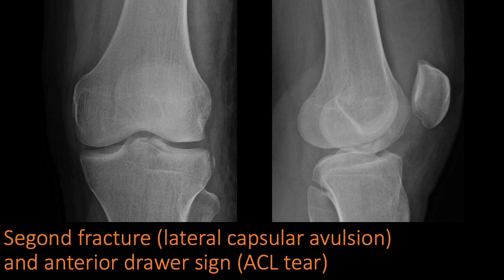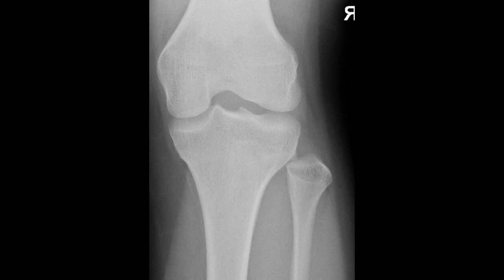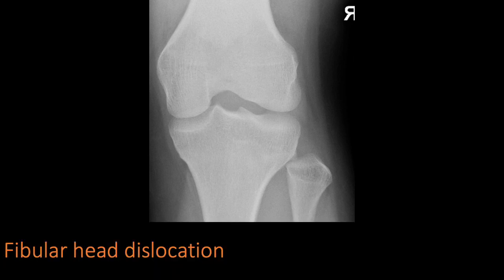On the left of the screen is an avulsion fracture of the lateral tibial plateau, also known as a Segond fracture. On the right of the screen, this image is showing some indirect signs of an ACL tear, including anterior translation of the tibia relative to the femur. There's a big joint effusion. Of course, you won't actually be able to see an ACL tear on an x-ray, but these indirect signs should lead you to get further cross-sectional imaging. This is a fibular head dislocation.